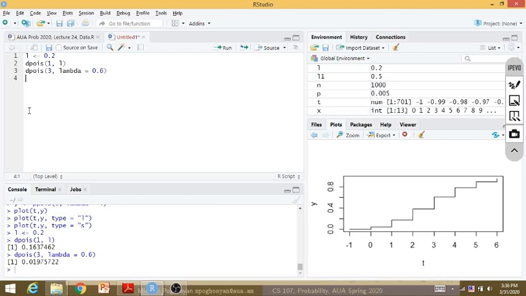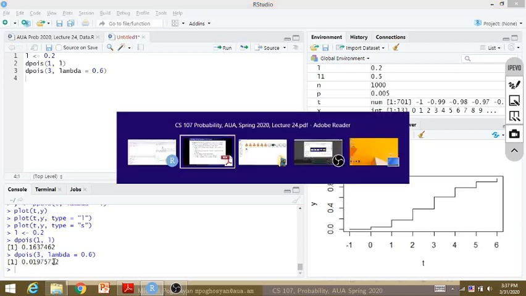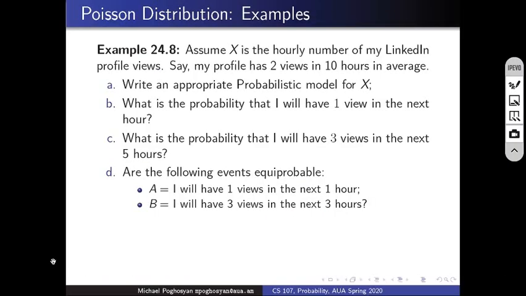And you can see that this probability, the probability of having 3 views in 3 hours, is almost 10 times less than the first probability. Is this intuitive or not? Can you explain why the probability of having this is not equal to the probability of having that? Let me try to explain why that is.